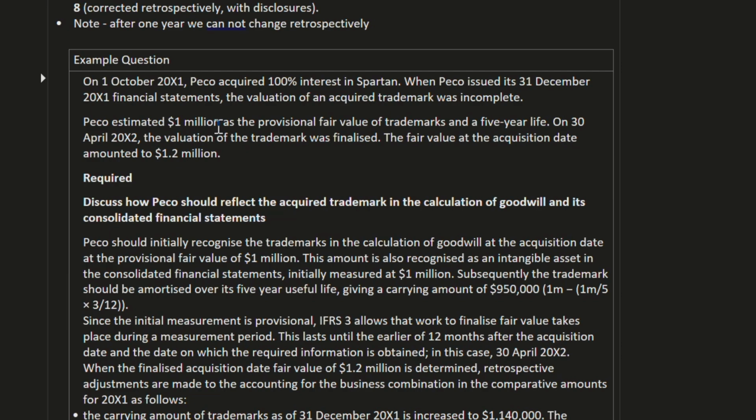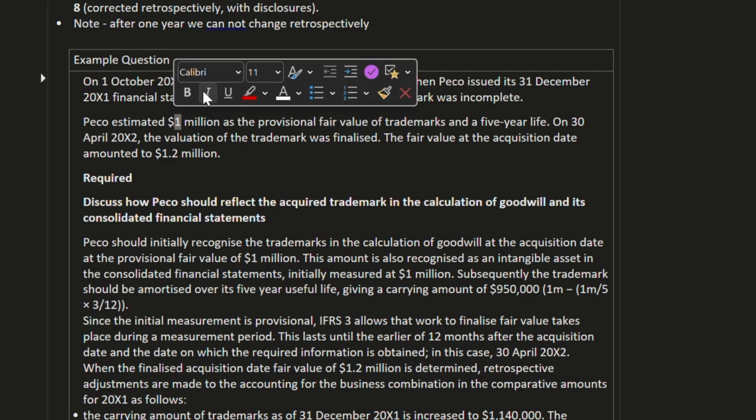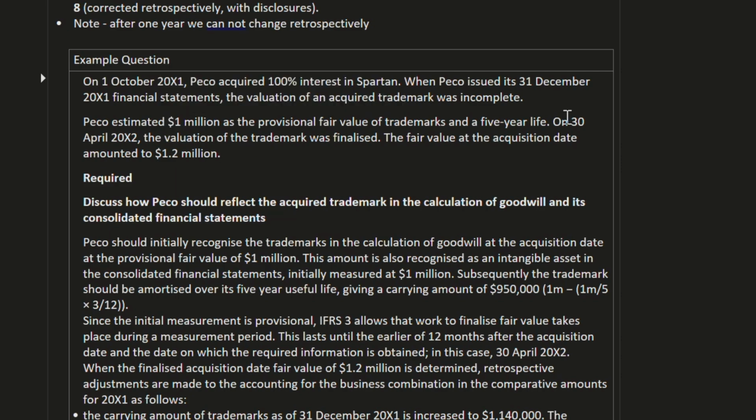So what we have here is a company that acquired a subsidiary on 1st of October, and at that time the valuation of the trademark was incomplete. So the parent used a provisional amount, a provisional fair value of the trademark, that was 1 million. But now on 30th of April, the valuation of the trademark was finalized. Now the value becomes 1.2 million.